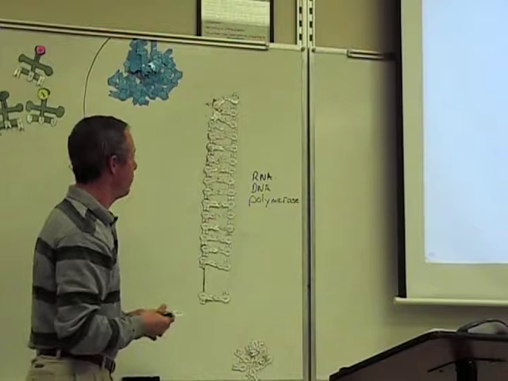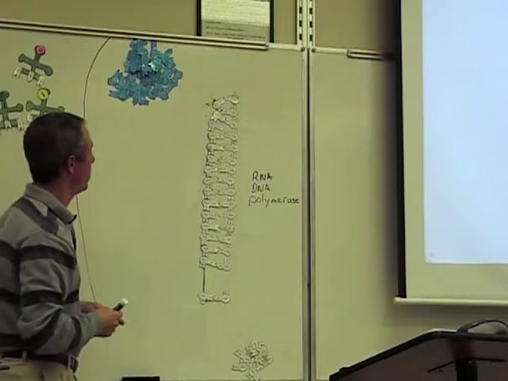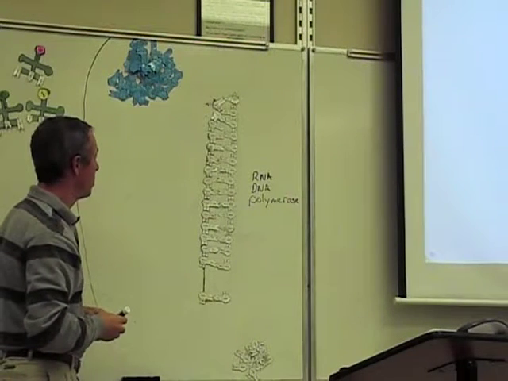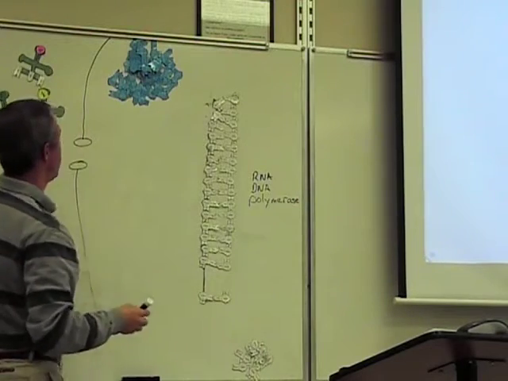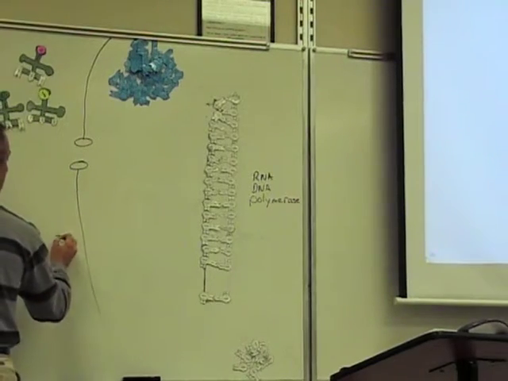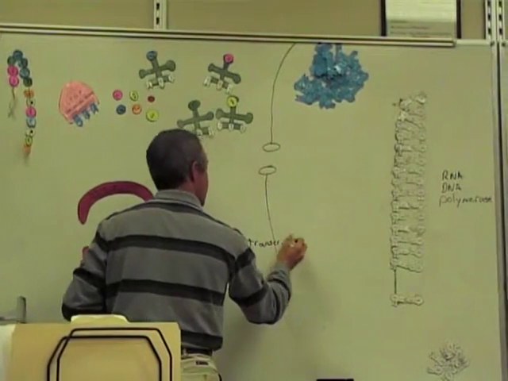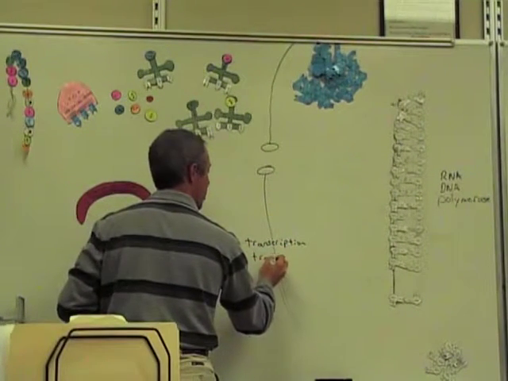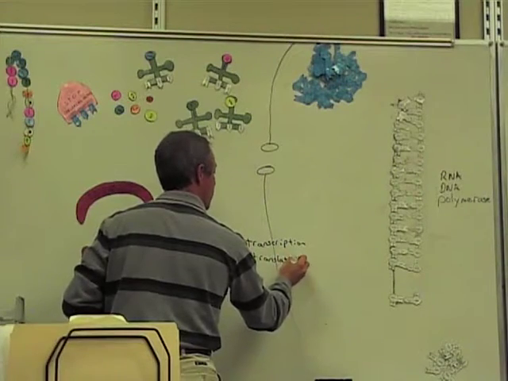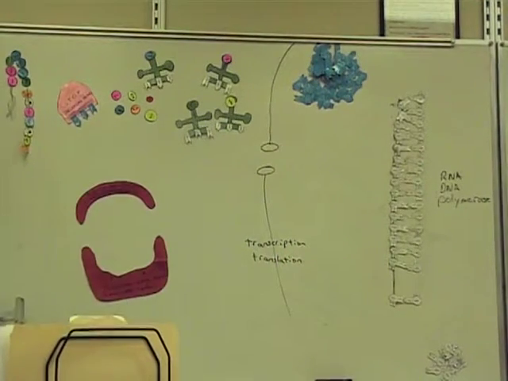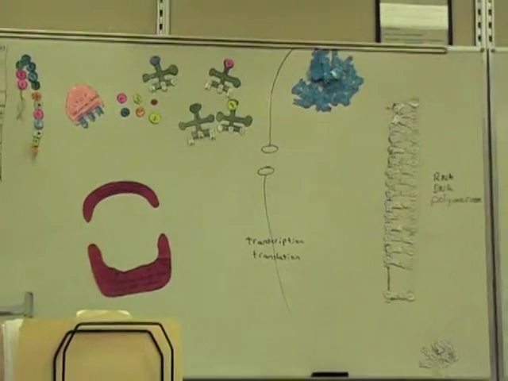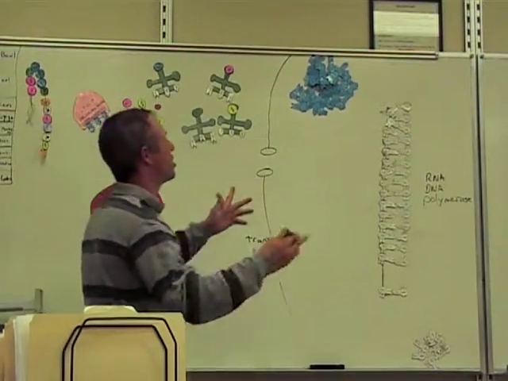So transcription and translation are the two parts of making a protein? Yes, it happens in two parts. The first part is called transcription, and the second part is called translation. Okay, so let's do transcription first.